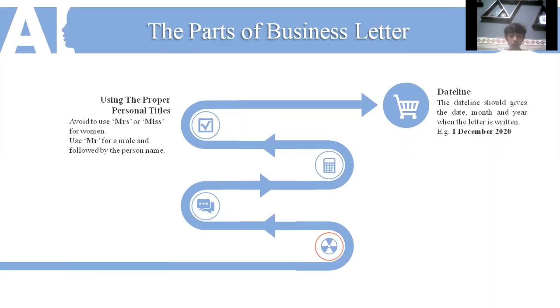The second one is using proper personal titles. Avoid using Miss or Ms. for a woman unless you know the woman prefers that title. Otherwise, use Ms. or avoid using a title altogether. And use Mr. for a man, followed by the person's name. For example, Mr. Joku.